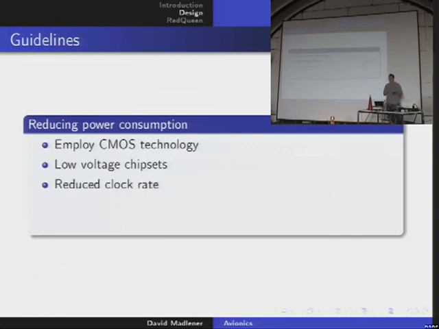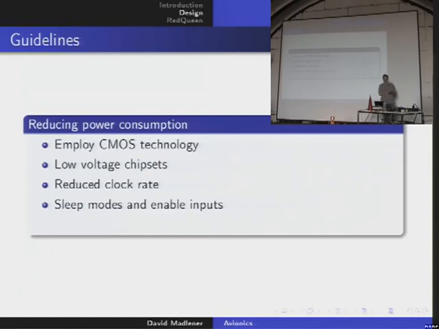Reduce the clock rate. Most satellite processors run at very low clock rates, like 5 megahertz or something like that, yeah? So they don't get a lot of number crunching done. It is done normally on the ground. They only do the main thing. So avionics is not always a very fast computer. And if you can, use the sleep modes and enable inputs on your circuit. So every time you don't use the subsystem, power it down.